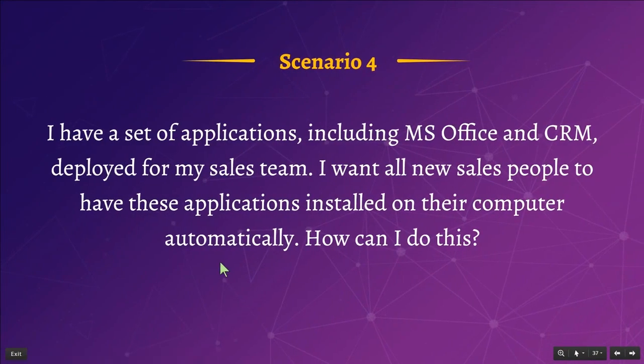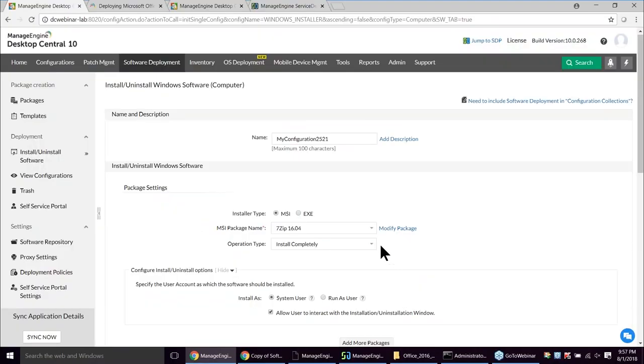I have a set of applications including Office, CRM deployed for my sales team. I want all the new sales team to have this application installed on the computer automatically. How can I do this? Now, this was one of the scenarios that we were talking about. When we deploy it to a specific group or an OU, whenever a new machine is added to that OU or a group, it automatically takes this application or the configuration and proceeds with install.